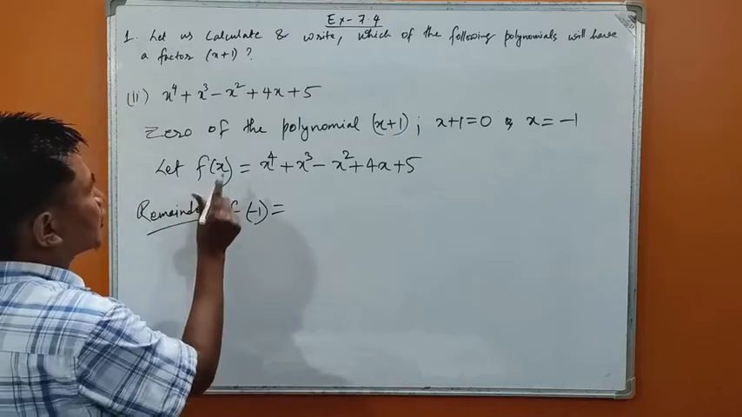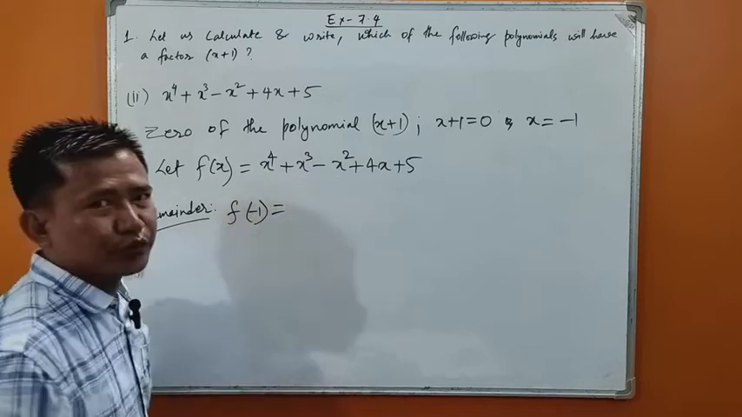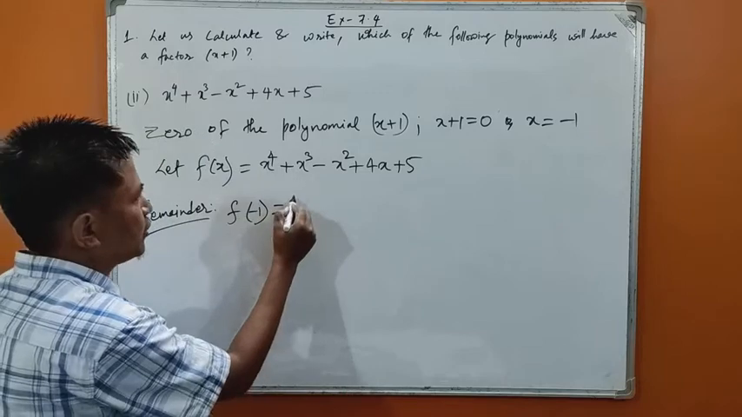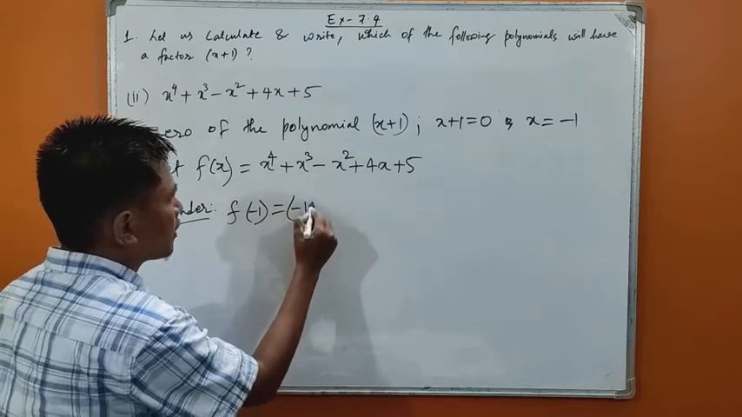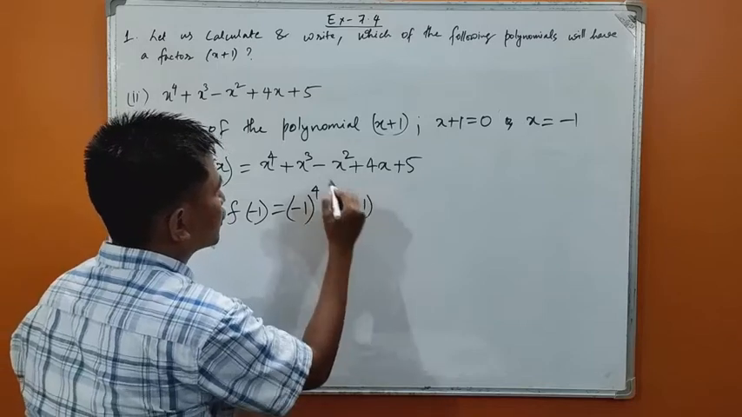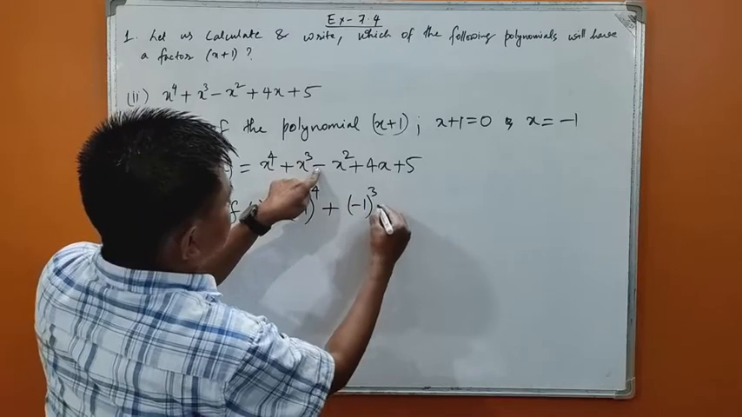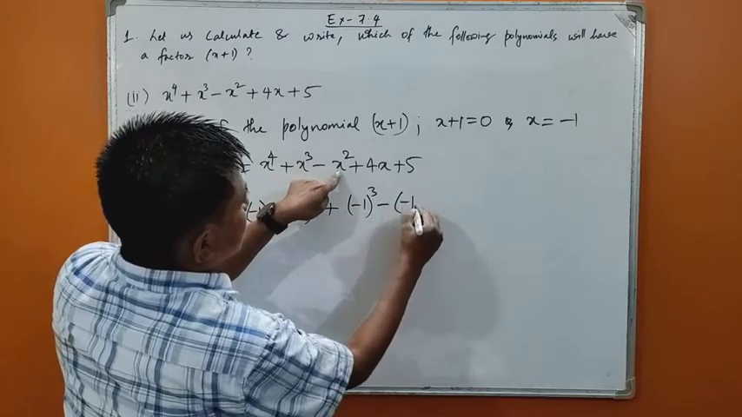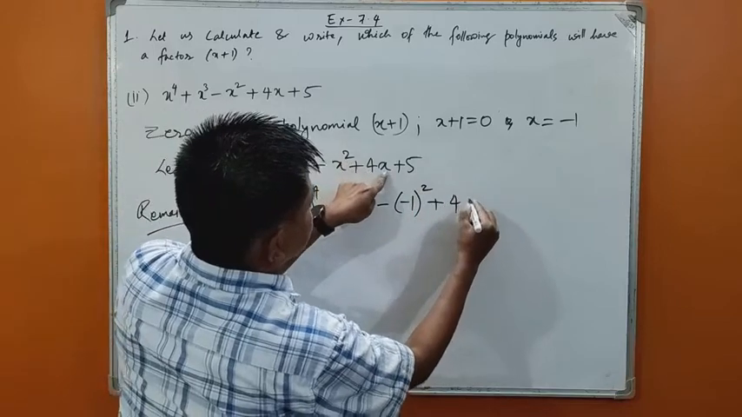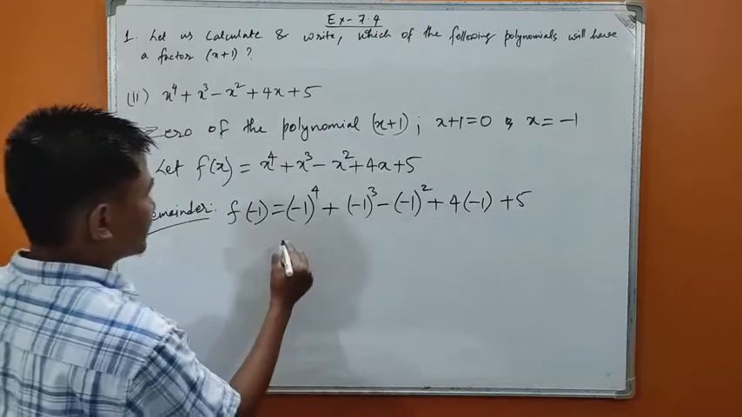Okay, f(-1). Since f(x) is this, f(-1) will be, instead of x we write -1, isn't it? So instead of this x we write (-1)^4 plus x means (-1)^3, isn't it? This is cube, minus this minus sign comes here. x means (-1)^2 plus 4 into x means -1 plus 5. Very, very simple, isn't it?